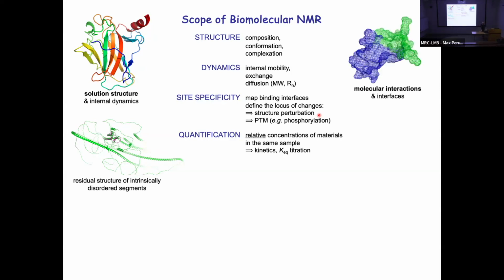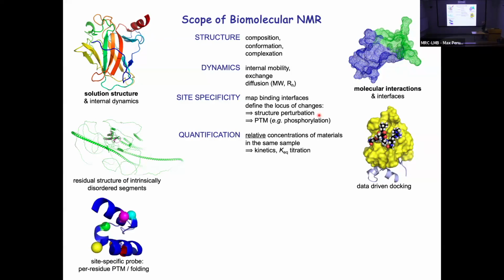We can look at the structure of residual structure in disordered segments that is out of the scope of both cryo-EM and crystallography. We look at interactions between proteins. We can define what their binding interfaces are. We can define which are the proteins that are actually directly interacting with each other and which are indirectly interacting via mediator molecules. We can get high-resolution images of models of dot structures.